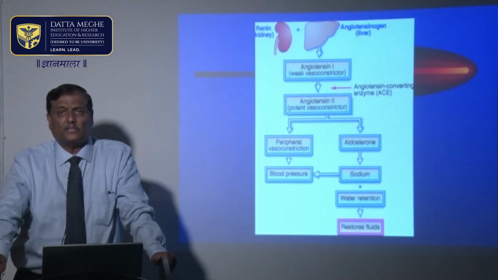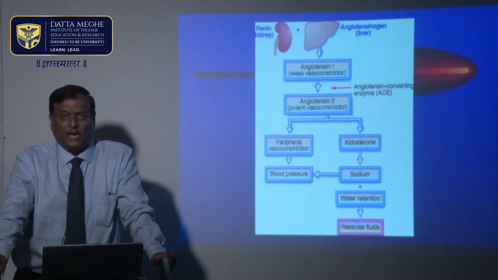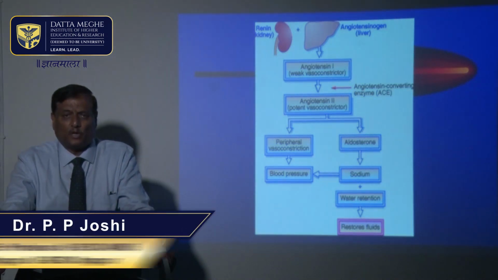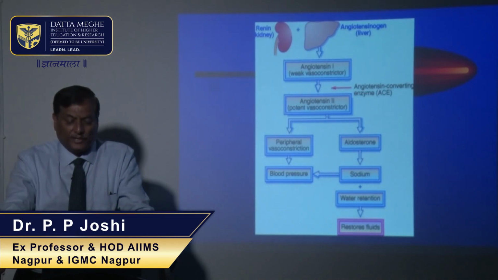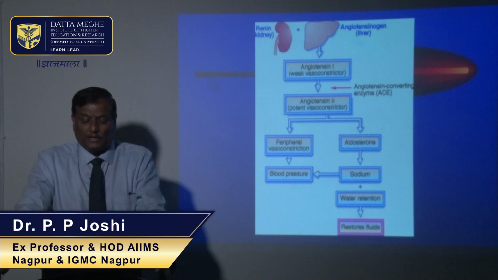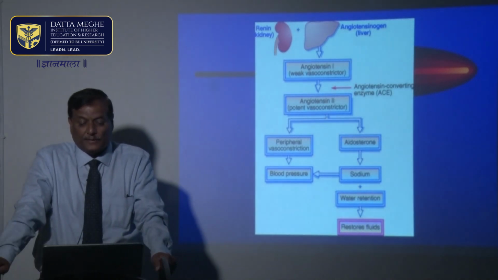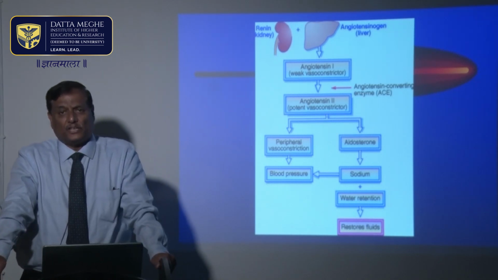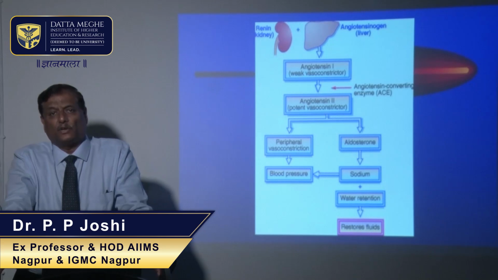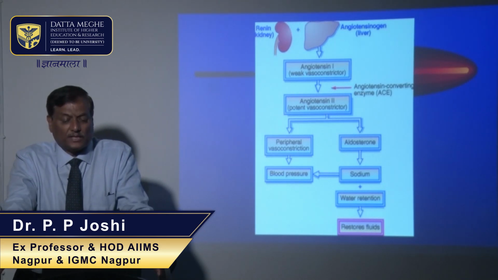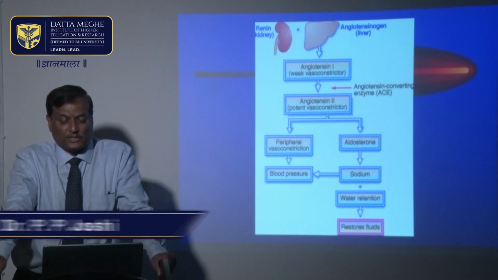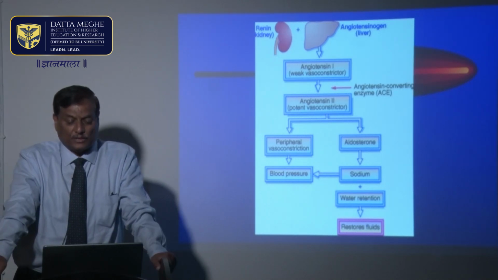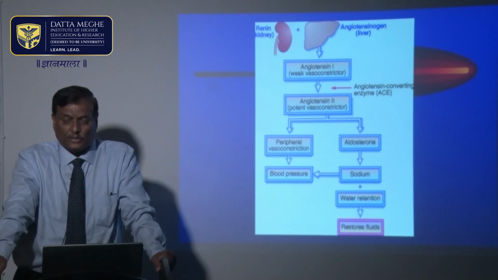Now, this is what I was talking about, the renin-angiotensin system inhibitors, ARBs, angiotensin receptor blockers, and angiotensin converting enzyme inhibitors. Angiotensin 1 is formed by the conversion of angiotensinogen from the liver to angiotensin 1 by renin. Renin is a proteolytic enzyme which is secreted by the juxtaglomerular apparatus from the macula densa, and renin converts angiotensinogen to angiotensin 1, and angiotensin 1 is converted to angiotensin 2 by angiotensin converting enzyme.